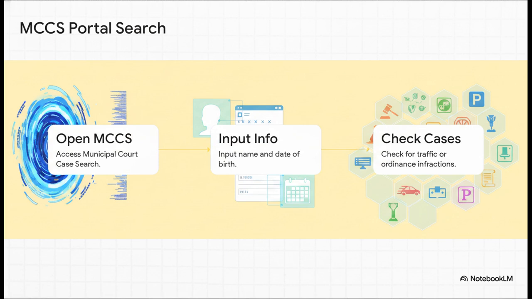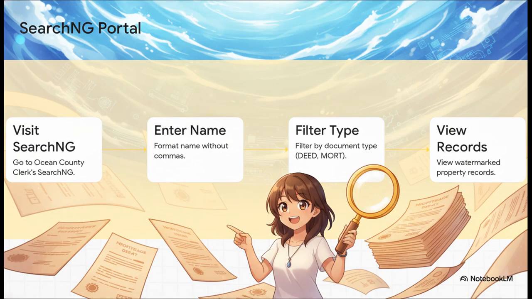Just input a name and date of birth, or maybe a ticket number if you have it, and you can uncover local traffic violations, parking tickets, and ordinance infractions from all the various townships across Ocean County. Finally, for real property deeds and mortgages, we're actually going to navigate away from the state courts entirely and head over to the Ocean County Clerk's Search NG portal.